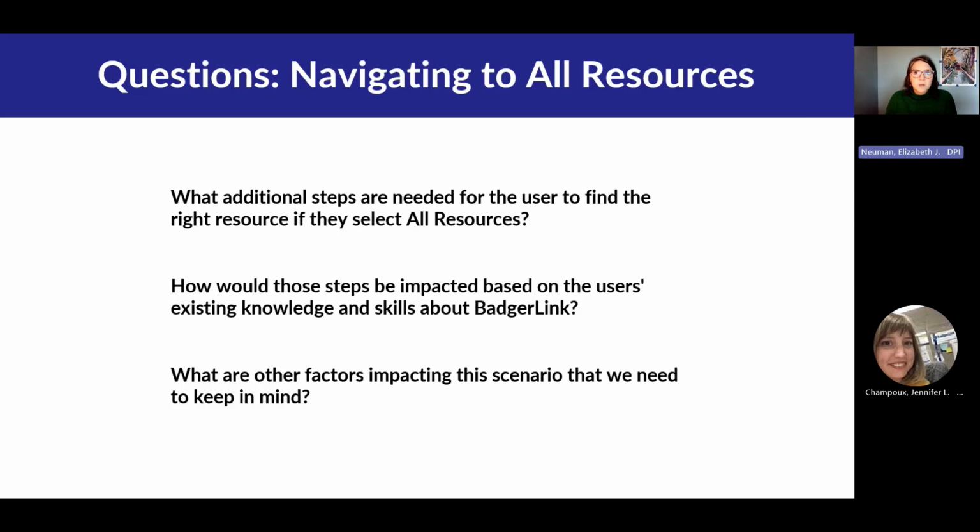Okay, so now for our first set of questions. You can pause the video here and take a few minutes to jot down your thoughts. Try to put yourself in the shoes of someone who selects that all resources option or has been given a link to the all resources page. Also consider your own personal experiences when you're answering these questions. So the first question, what additional steps are needed for the user to find the right resource? How would the user's existing knowledge and skills about BadgerLink impact those steps that they're taking? And then finally, what are some other factors impacting that experience?